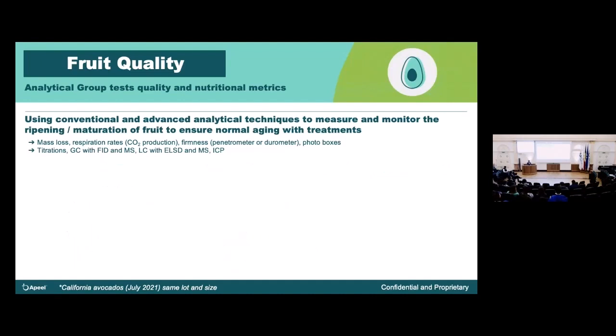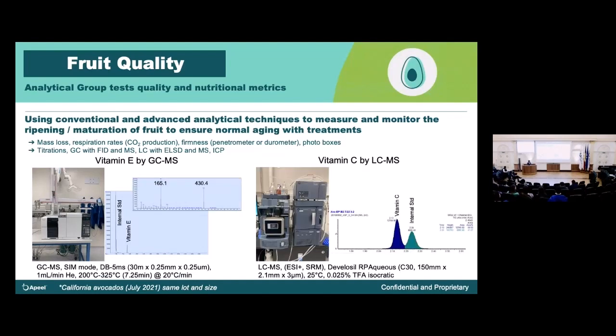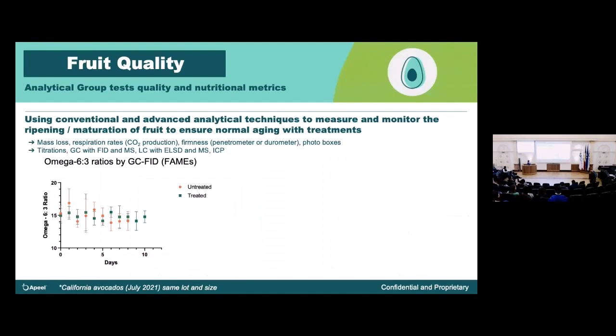But we also have our analytical lab, so GC-MS, and we've done conventional analysis to look at things like vitamin E, and LC-MS to do things like vitamin C. We also do a lot of fatty acid methyl esters, and so here are some of the outcomes of our tests. Looking at omega-6 and 3 ratios in avocados, you really see that treated and untreated behave very similarly.